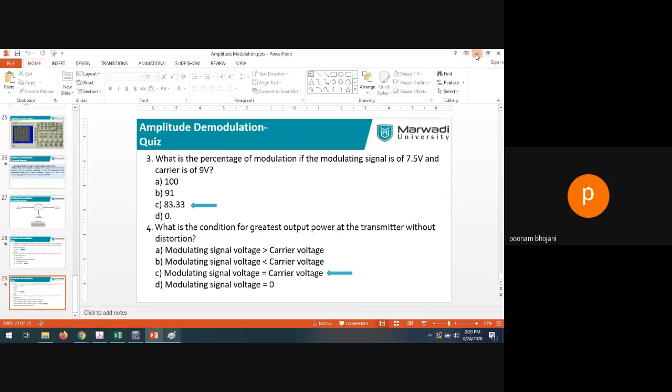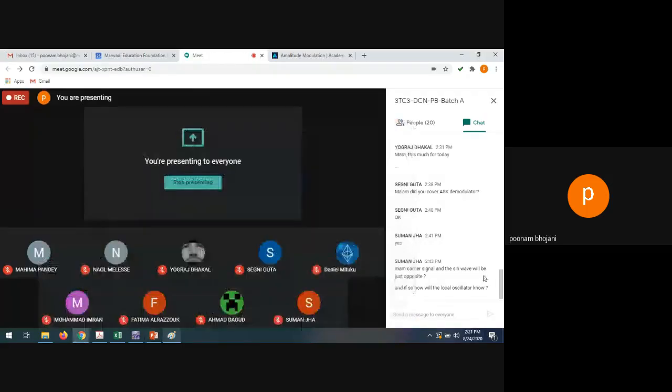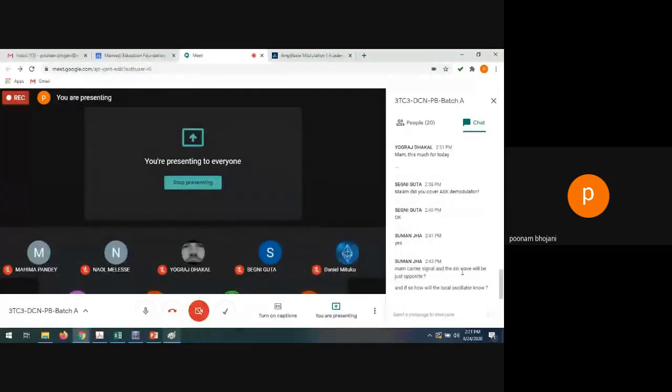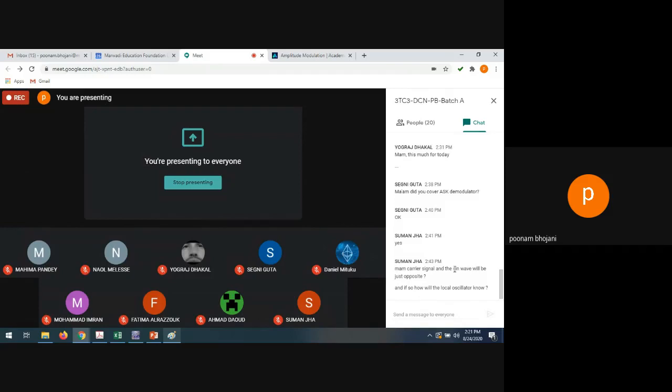But before going further, ma'am, will the carrier signal and the sine wave be just opposite? No, no, no. The carrier signal can be a sine wave also, or a cosine wave also. It is totally up to you which type of carrier signal you want to use. A carrier signal is simply a carrier. It is like if you want to go to Hyderabad by bus, train or flight, it is up to you which type of carrier you want to use. So here the carrier signal can be a sine wave or a cosine wave. Whatever you want to use, you can. Don't worry.